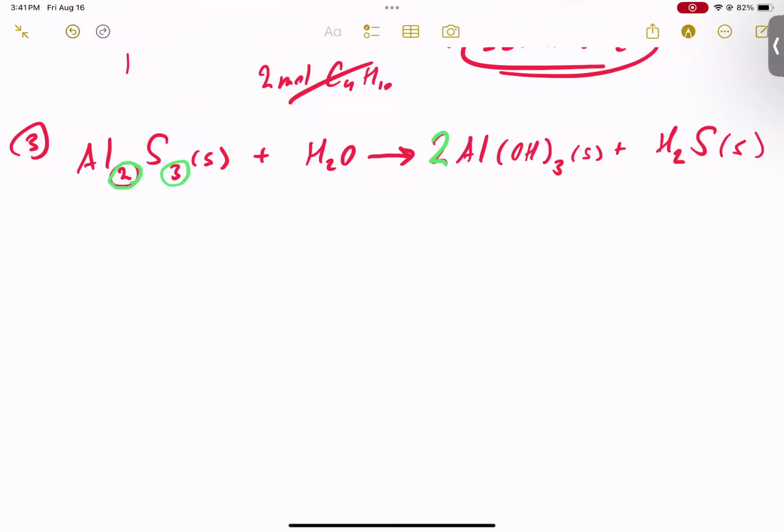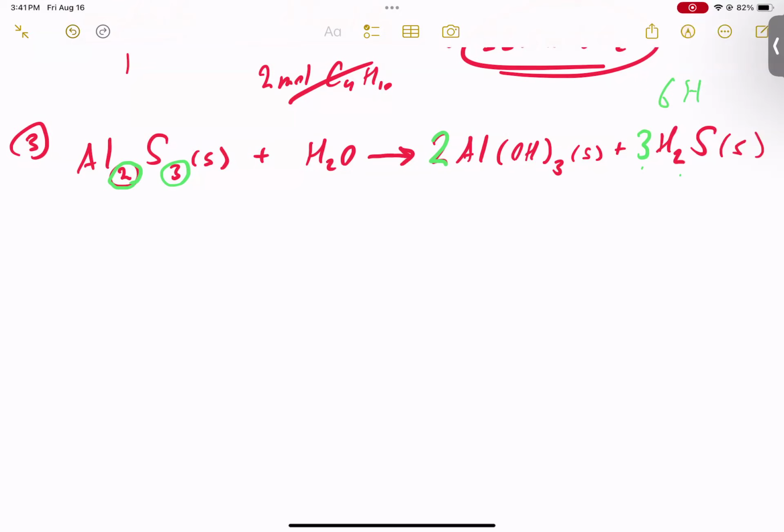So because of this, I need to add 3 over here. And let's balance out the hydrogens and oxygens. So when it comes to the hydrogens, I have 3 moles of hydrogen sulfide, but each hydrogen sulfide has 2 inside of it. So then that becomes 6 hydrogens over here.